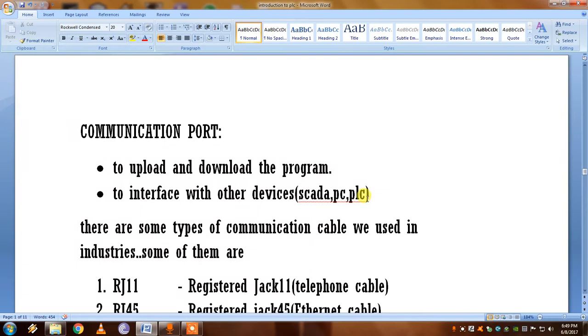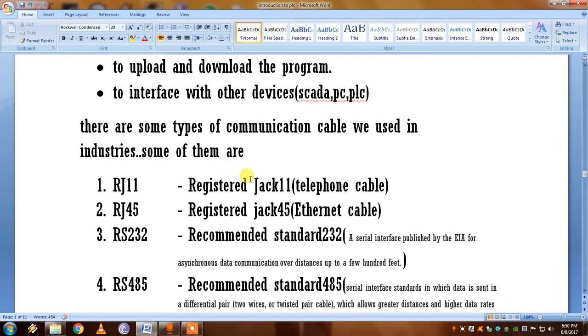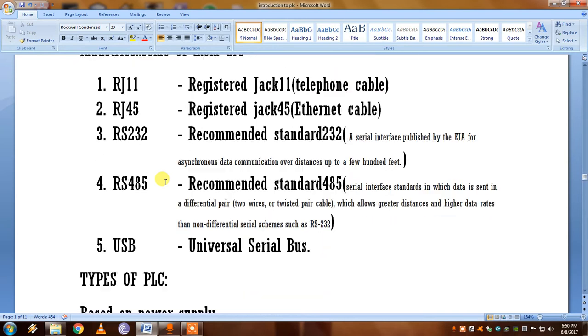And we can go to the communication port. The communication port is used to upload or download the program to the PLC, or from the PLC to the PC, and to interface with other devices like SCADA, PC, and other hardware devices like VFD. Some of the common communication cables we use in industries are RJ11, RJ45, RS232, RS485, and USB.